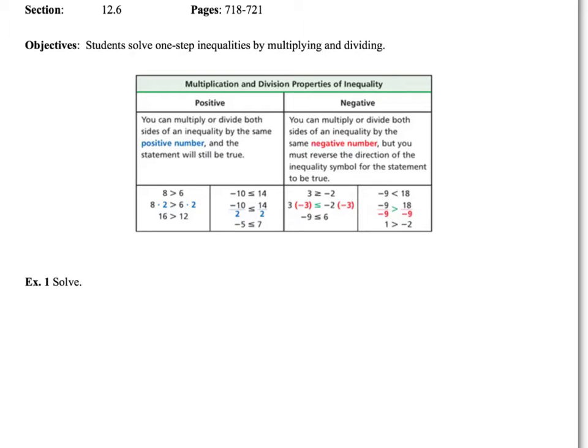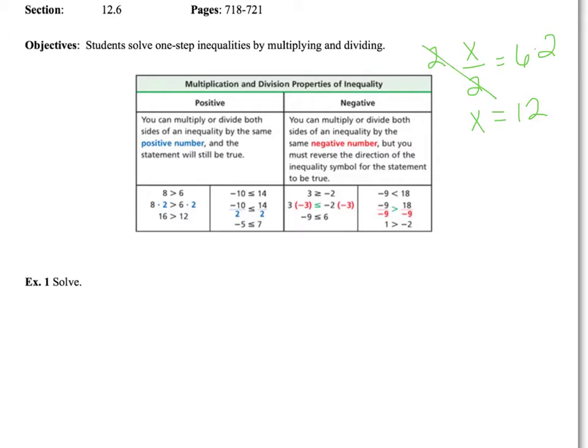Last section we talked about solving inequalities with addition and subtraction. Today we're going to solve one-step inequalities by multiplying and dividing. It's the same as solving equations, so x divided by 2 equals 6. You have to do your inverse, which is multiplying by 2. 2 over 2 goes to 1, so x equals 12.